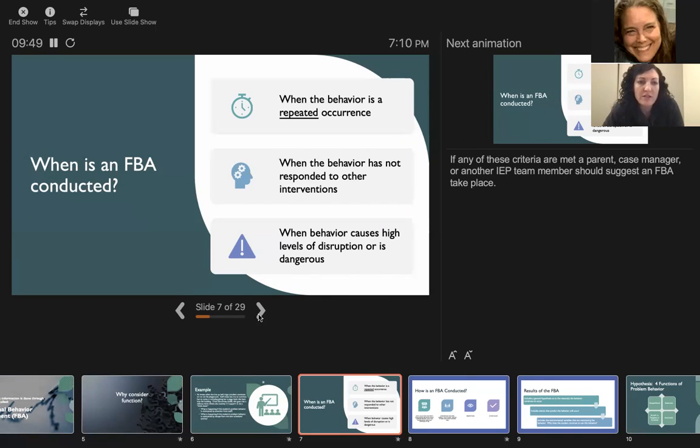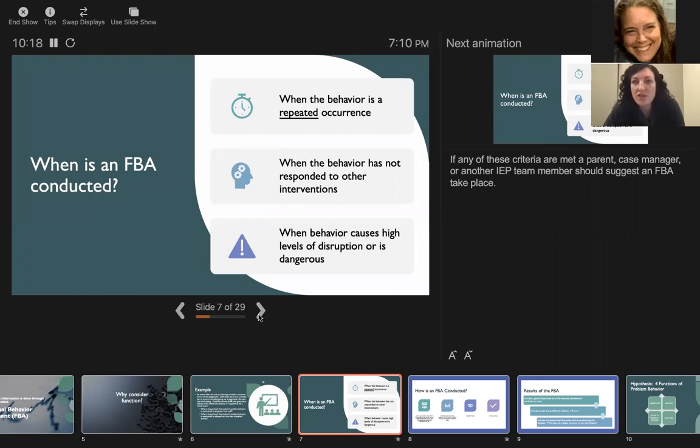A functional behavior assessment should also be conducted when the behavior has not responded to other interventions. Functional behavior assessments in all reality are labor intensive and time consuming. And so there are times where we might try other interventions ahead of the functional behavior assessment, and that can be appropriate as we manage the resources of our buildings.